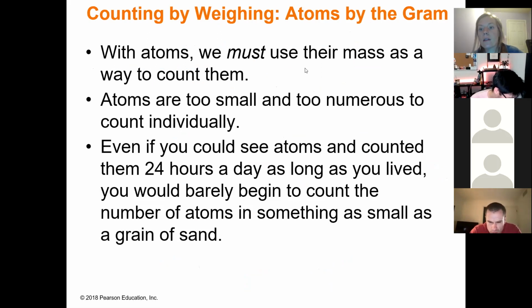Okay, so how does that relate to chemistry? Because nails don't really have anything to do with the chemistry we've been talking about thus far. With atoms, we need to use their masses, and we need to use some sort of definition for a clumping of atoms in order to count them. Atoms are just too small and too numerous for you to count them individually. If you counted 24 hours a day for as long as you lived, you'd barely begin to count the number of atoms in a grain of sand. Just not going to happen.